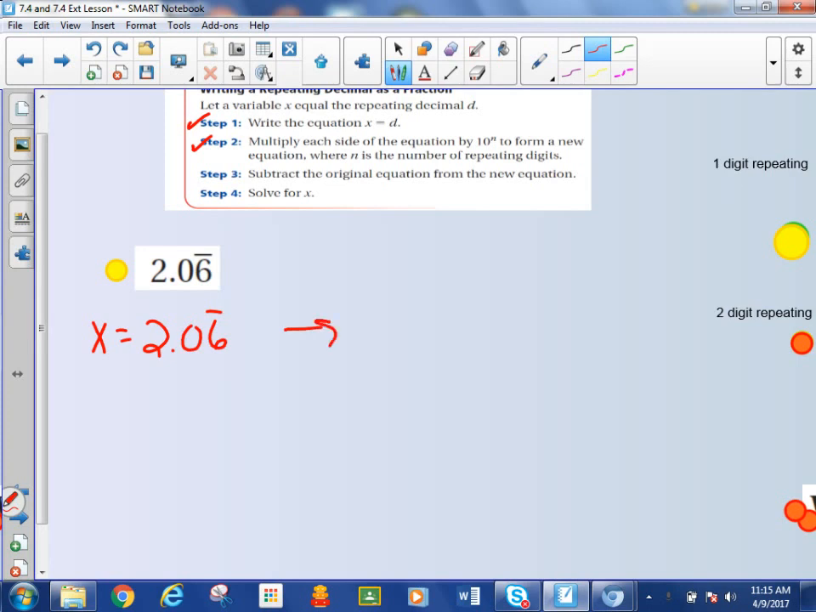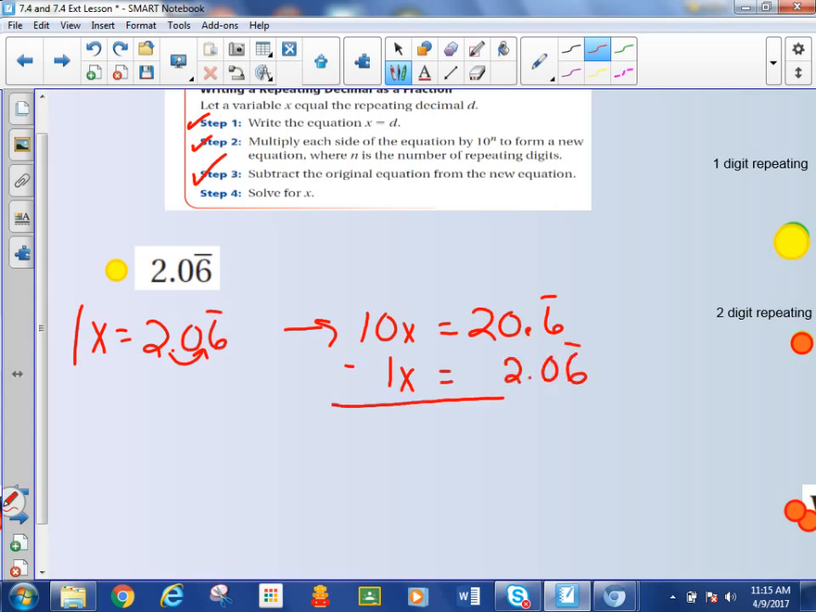So this now becomes 10x, and times 10 would shift that over one place, so it becomes equals 20.6 repeating. Okay, step 3 is to subtract the original, so that's really a 1x. So minus 1x equals 2.06 repeating. And we have to remember, if we're subtracting this longhand, that this is really a 6 and not a 0, because the 6 was repeating.